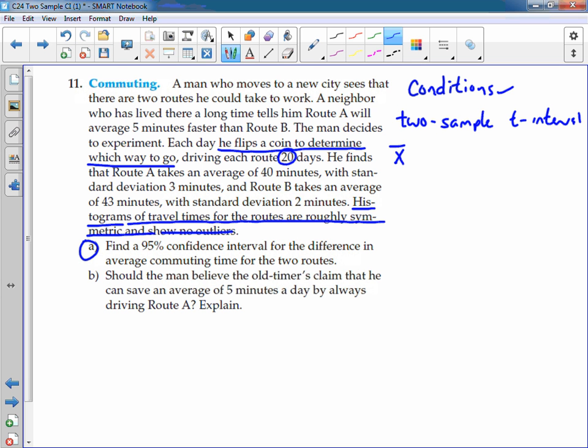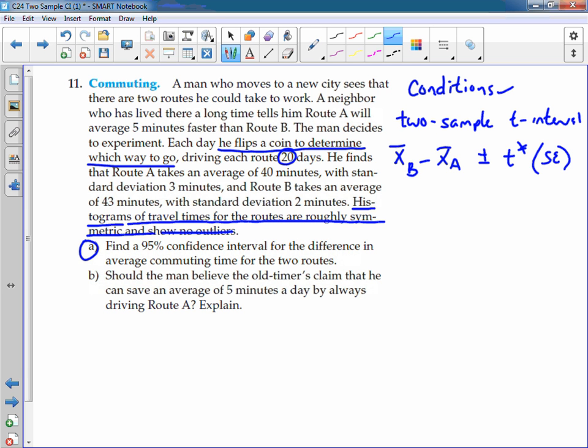You have to decide if you're going to do route A or B. It doesn't matter. Which one goes first? If you want to make it positive, you would probably put B first. Make it negative, you put A first. Doesn't matter to me. Okay, so do x bar B minus x bar A plus or minus T star, which we're not going to know because we don't have the degrees of freedom, so we can't figure it out. We're just going to keep it there for a little bit.